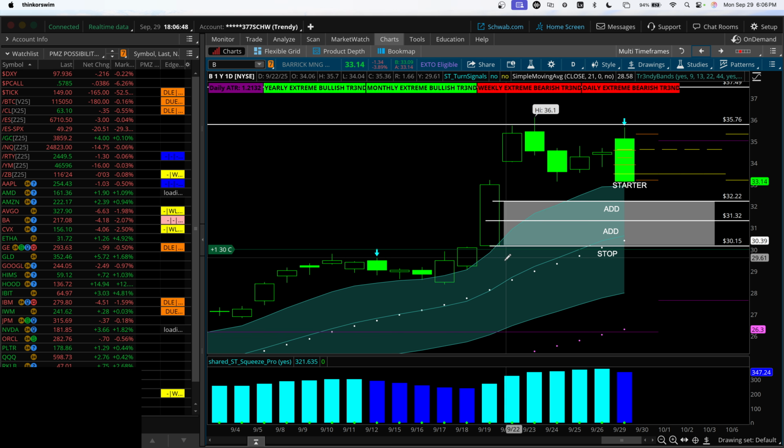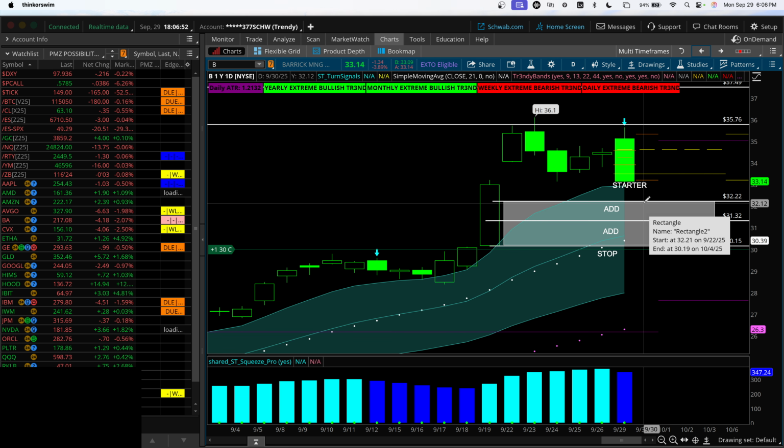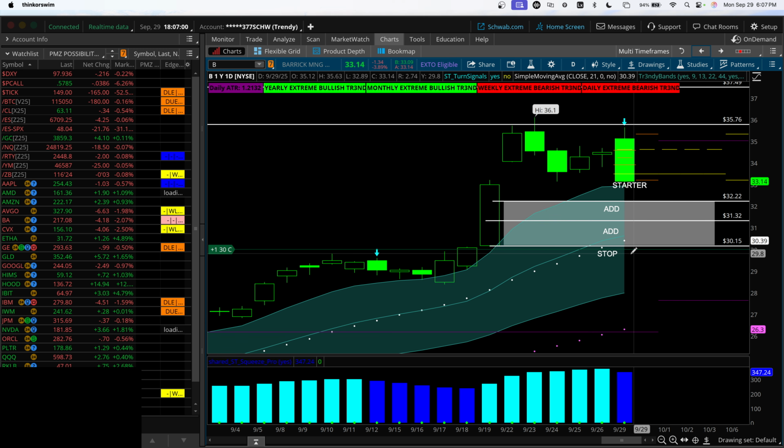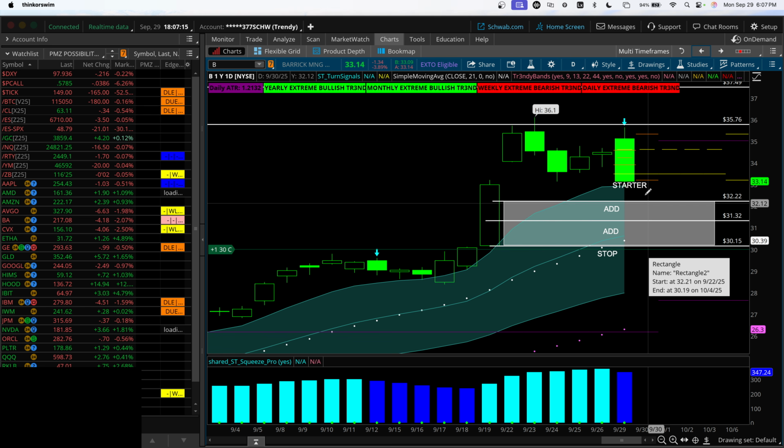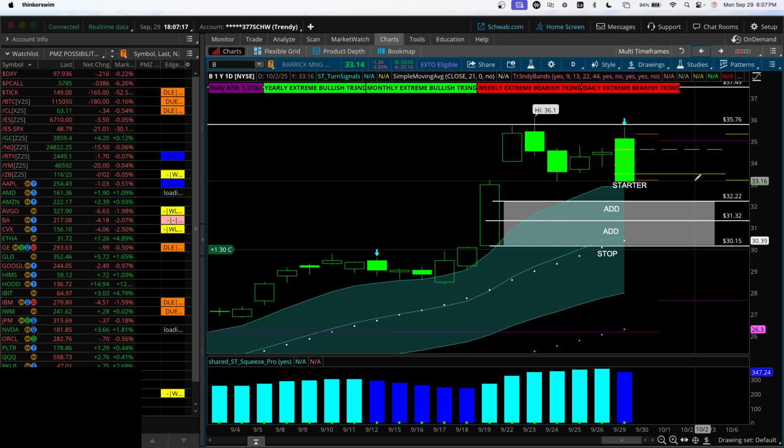This is a golden pocket measuring fibs, and it's where I'm looking to add to my position. So right around 32.22, 31.32. A stop is a daily candle close below 30.15. You can see the daily 21 is lining up in there, and these are key Fibonacci levels that I enjoy trading off of. So just a starter position in Barrick.